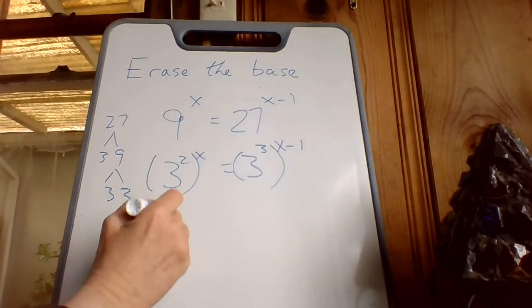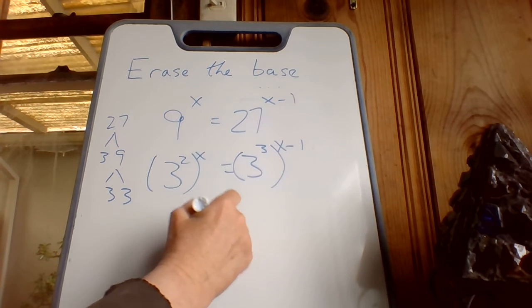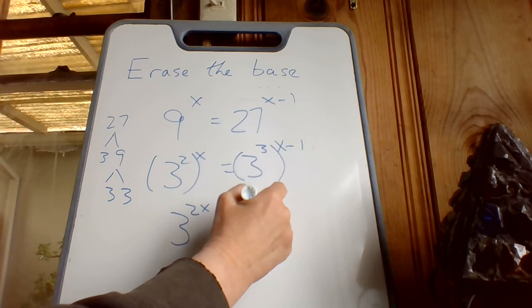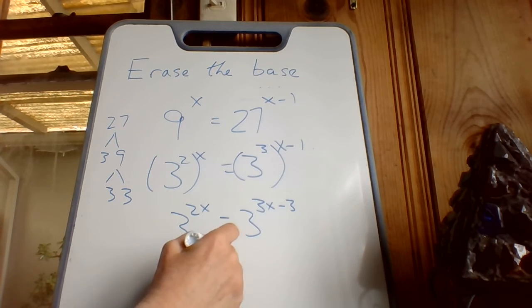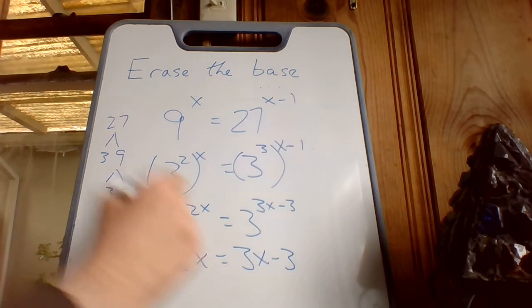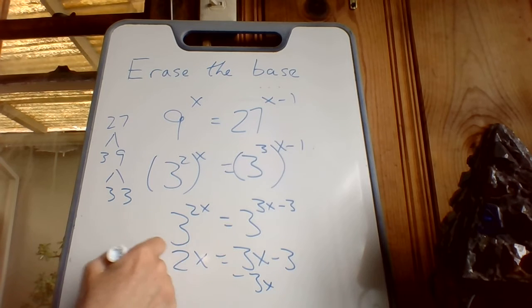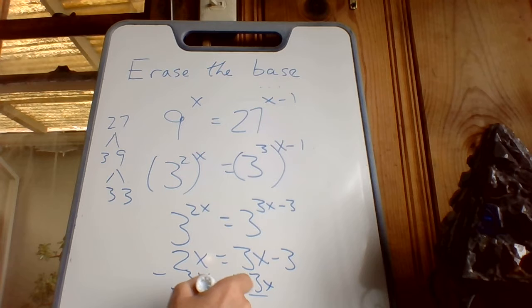Now make the exponent live with the other exponent, power to a power, multiply powers, so that's 3 to the 2x. This is 3 to the 3x minus 3. Erase the base, 2x equals 3x minus 3. All right, so negative x equals negative 3, x equals 3. All right, so that's how to do those problems.